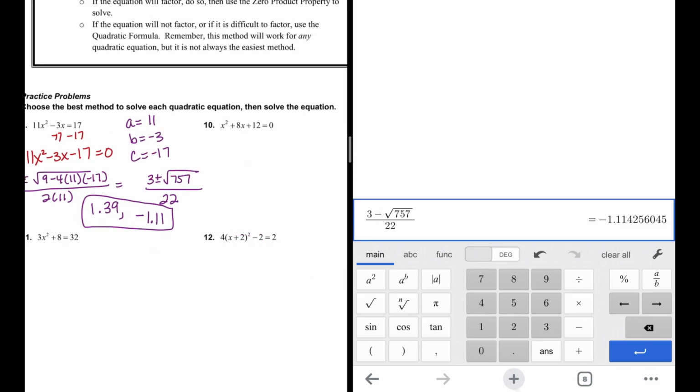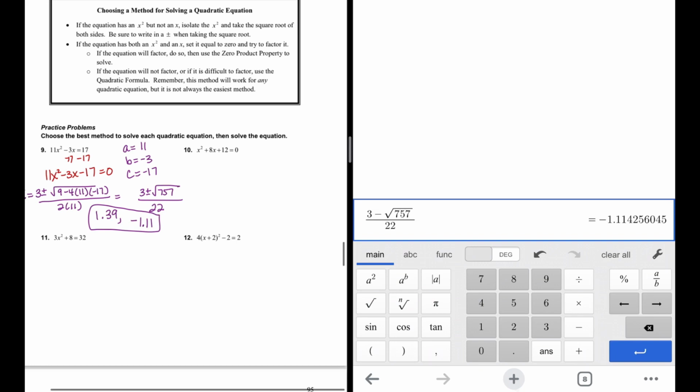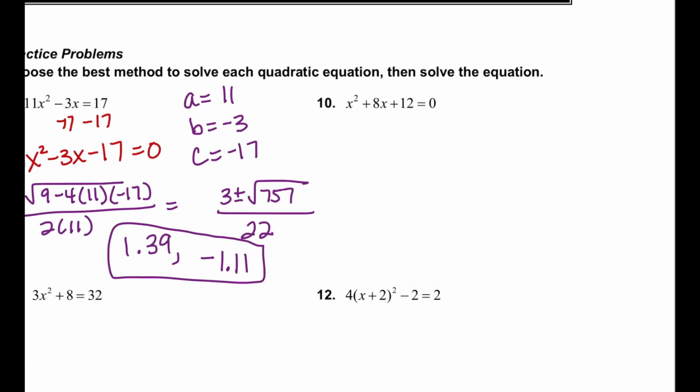Now looking at number 10, we have an x squared and an x. So we want to first see if this easily factors. It looks like it might. There's not a number in the front, so this would be an easy one. Let's check to see if there are 2 numbers that multiply to 12 and add to 8. 1 and 12, 2 and 6, or 3 and 4. 2 and 6 add to 8 and multiply to 12. So that would be our easy factoring.